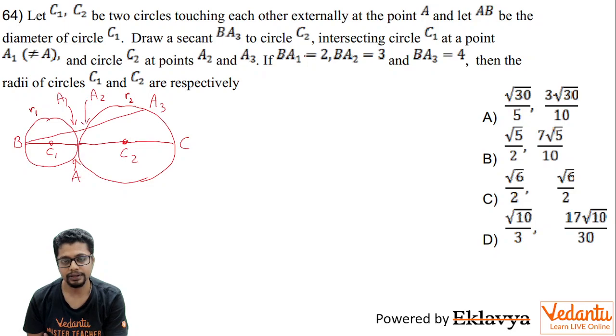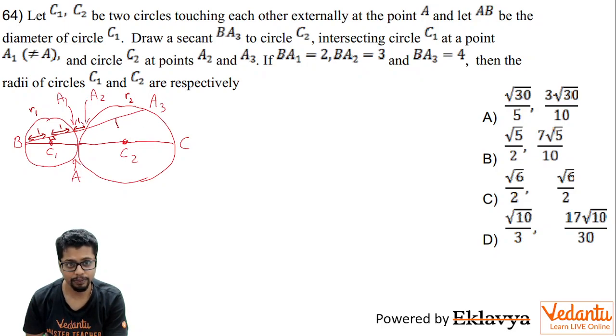Now here you can see that BA1 is 2. If BA1 is 2, it is essentially a chord. If you drop a perpendicular, then this length will be 1, and so would this length be 1. BA2 is 3. So clearly A1A2 is 1. And BA3 is 4. BA2 is 3 and BA3 is 4, so that means A2A3 is 1.